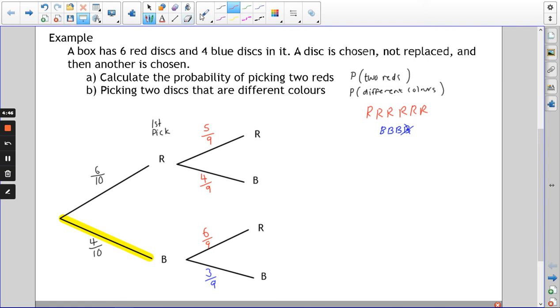A little trick you can do just to make sure you haven't done something daft: if you look at your numerators, 5 add 4 makes 9, so 9 out of 9, because branches have to add up to 1. And then 6 add 3 also makes 9, so 9 out of 9, it adds up to 1.